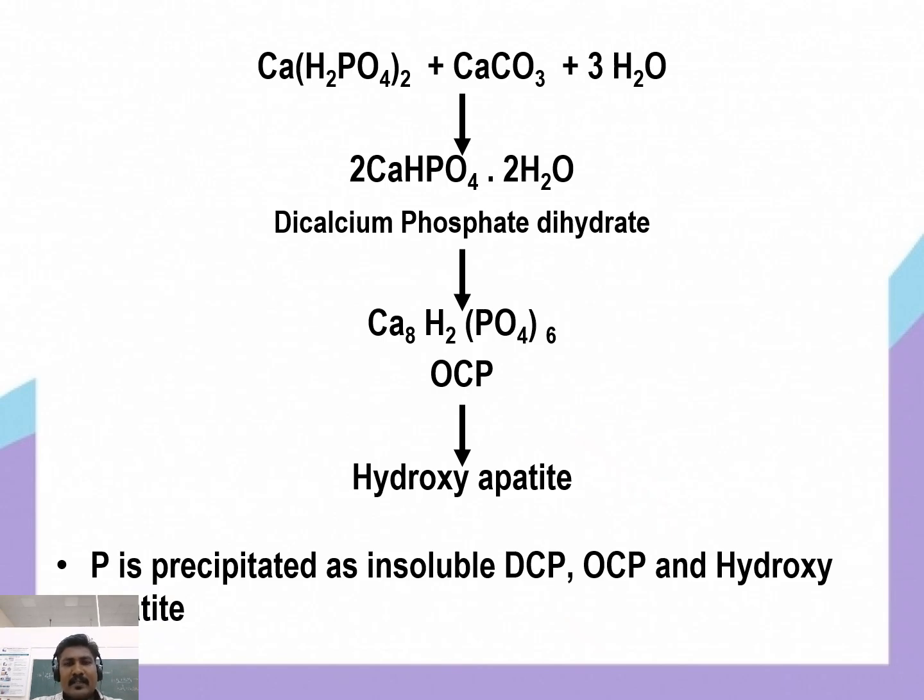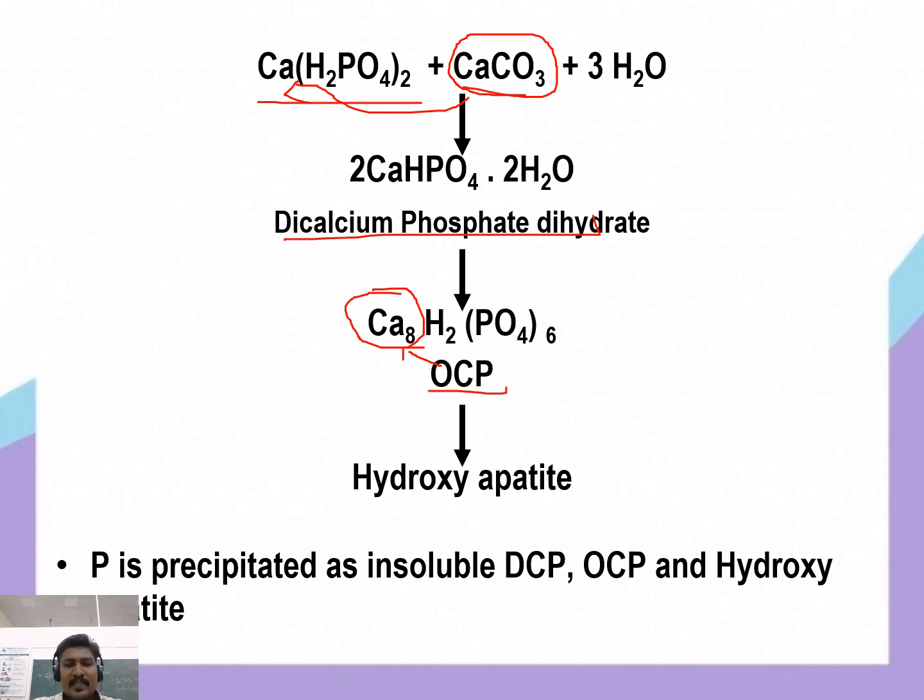This is another reaction. You can see this is monocalcium phosphate, CaH2PO4 twice. When it is reacting with calcium carbonate, an alkaline material, it will become dicalcium phosphate. This calcium will be added to this calcium, and it will become dicalcium. When it keeps on reacting with calcium carbonate, it will become octacalcium phosphate. Octa means 8, so 8 calcium atoms will be present.